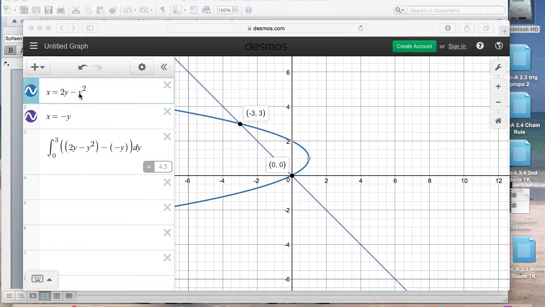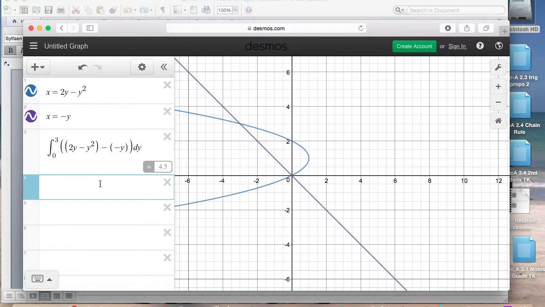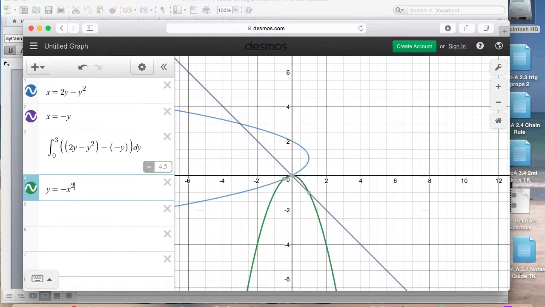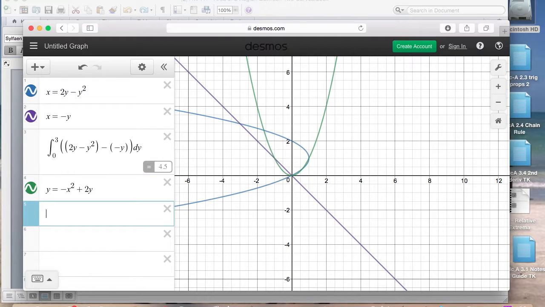If you think about this graph as x equals -y squared plus 2y, it would be a parabola. You can show that x equals -y squared plus 2y. You'll see it's the same parabola, it's just turned sideways. So you could turn your calculator to the left 90 degrees and you have the same graph. And then y equals -x, and that's the same thing.